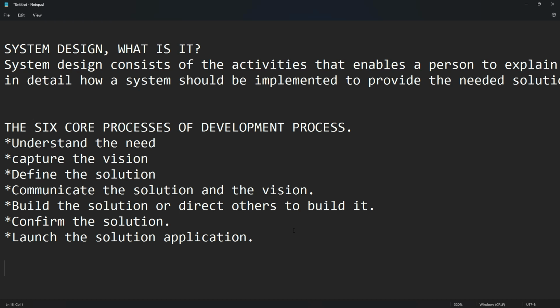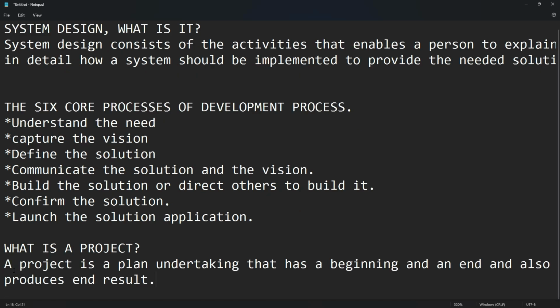So any plan, you have a plan to do something, and you are doing it, and you started at a point, and then you eventually finish at a point. And once you are done, there will be some sort of result to show for the plan you did. Okay, this is what it yielded. So whatever you do that follows this path, it's a project. So a project is a planned undertaking that has a beginning and an end, and also produces some sort of result.